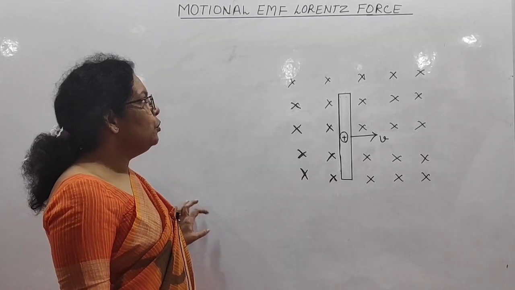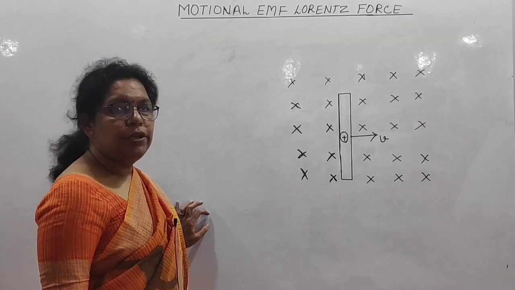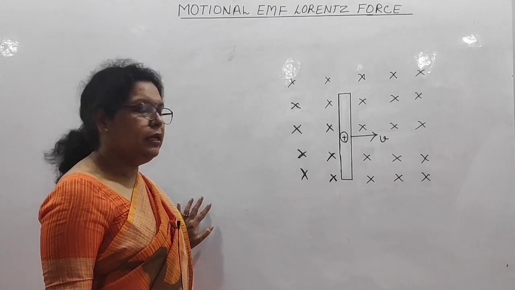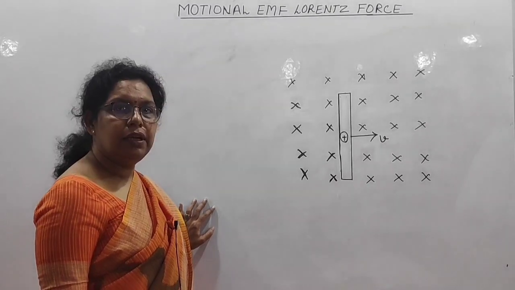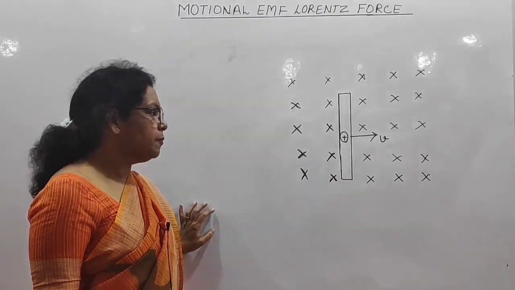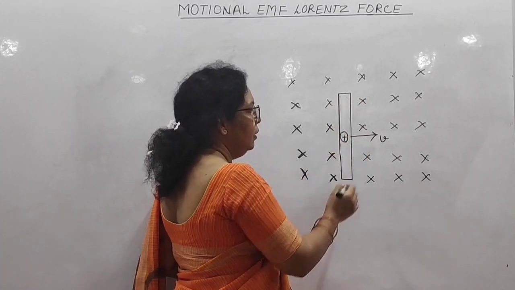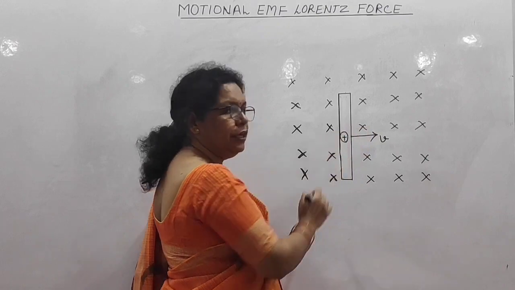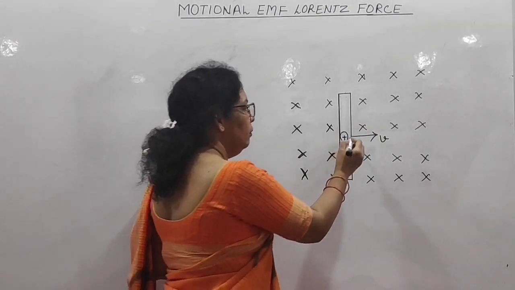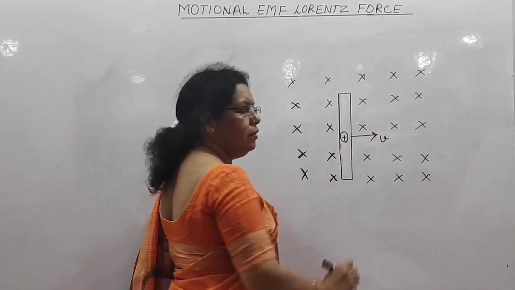Okay. Now, motional EMF from the Lorentz force. We will explain it again. We will derive it again from the Lorentz force. So this is a conducting rod. It is placed in a magnetic field and moving in this direction with velocity v.